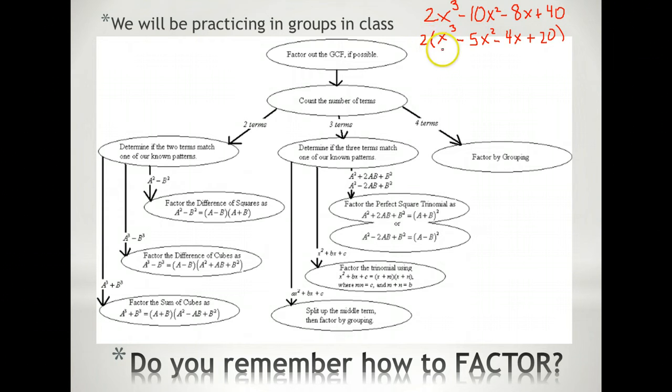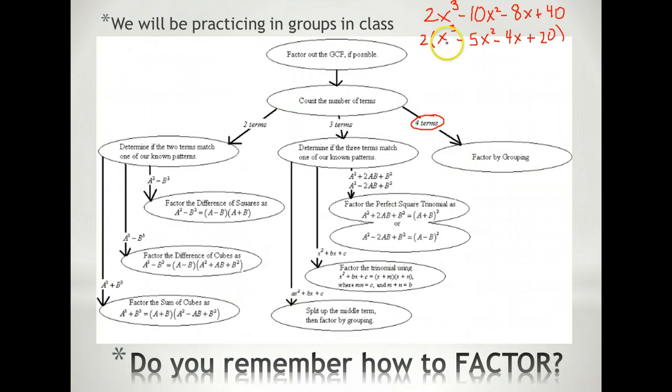I need to make sure it's in my final answer, but I'm going to look inside this parentheses, and I'm going to start at the top of the flowchart again. Can I factor out a greatest common factor? Well, there's no other factors in common with every single term, so there are no more common factors. Next, I'm going to count the number of terms inside this parentheses. There's 1, 2, 3, 4 terms, so I'm going to do the 4-term process, which right now the only method we have is factor by grouping.